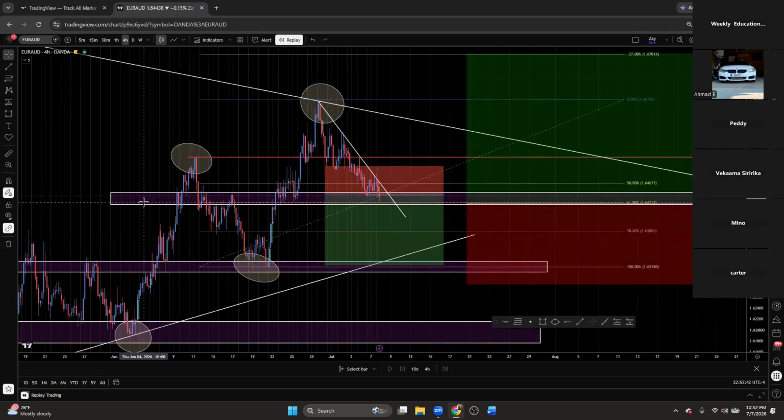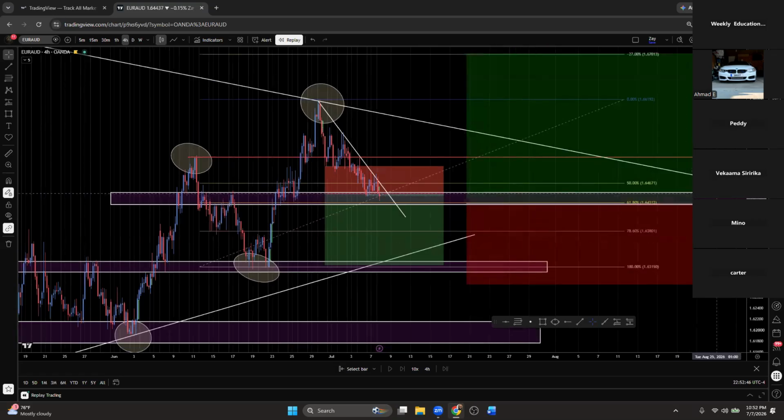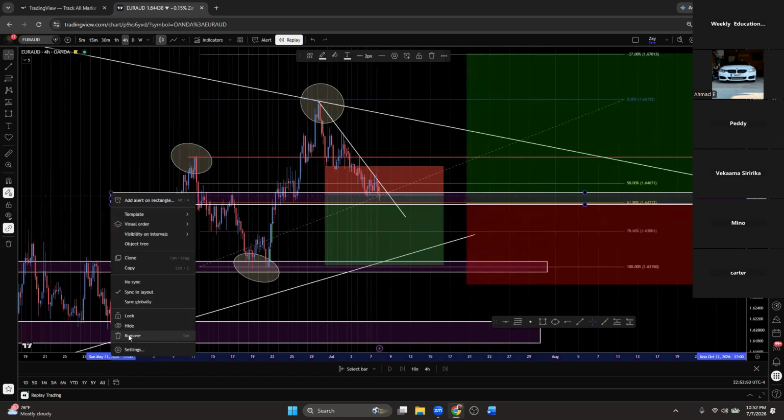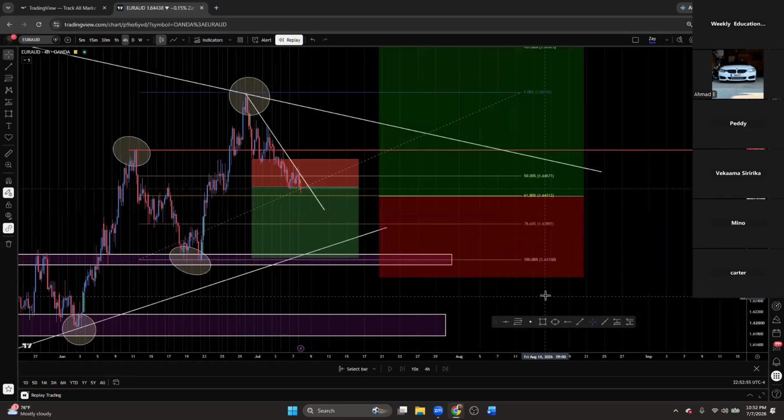I literally mentioned if the DXY is bearish, then all the assets that end with USD should be moving the opposite, and vice versa. So, okay, thank you.